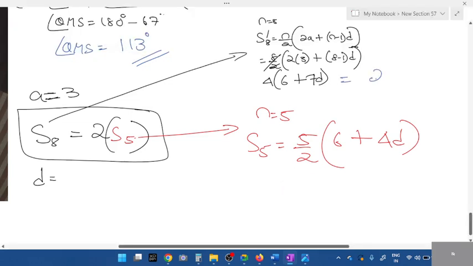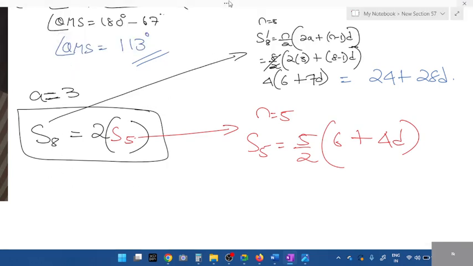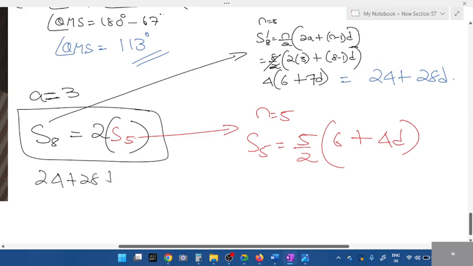If you want to remove the decimal, the brackets: 6 fours are 24, plus 4 sevens are 28d. Left hand side is equal to right hand side. Left hand side, take the blue part: 24 plus 28d is equal to 2. Don't miss out this 2, students. If not, you'll have a decimal value and you won't be able to solve. 2 into this S of 5 value, 5 divided by 2, 6 plus 4d.